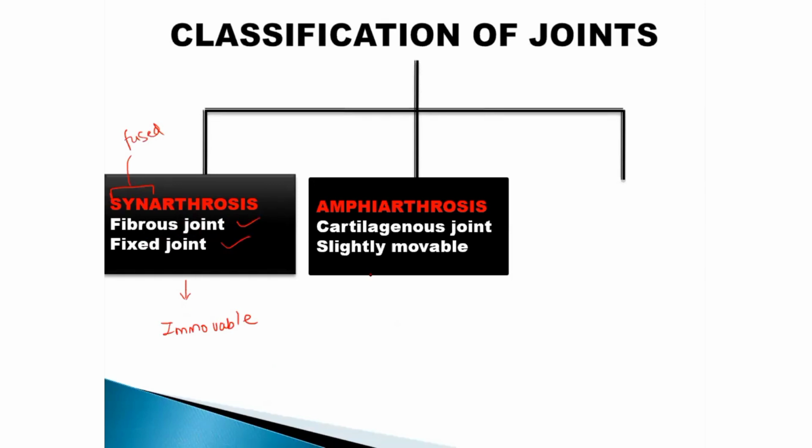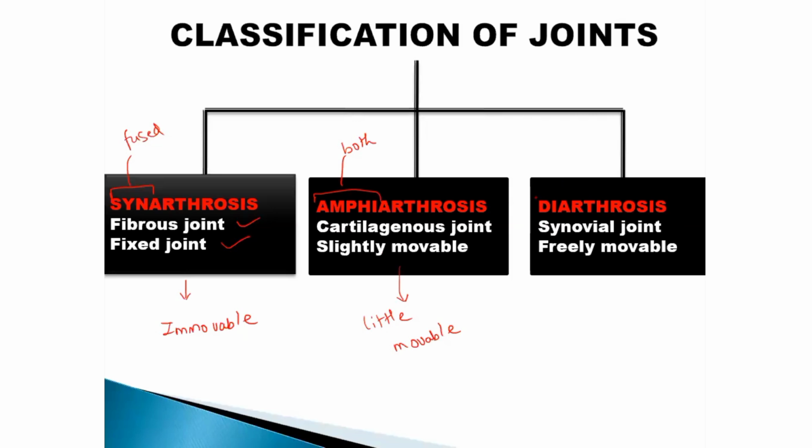Second is amphiarthrosis. It is known as a cartilaginous joint and it is a slightly movable joint. So I can say it is little movable. It can move but not that much. When I say amphiarthrosis, the word amphi basically means both. So there is movement of bones a little bit, at the same time they are stiff also.